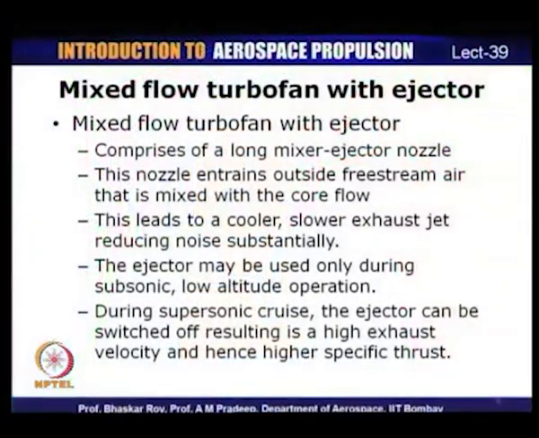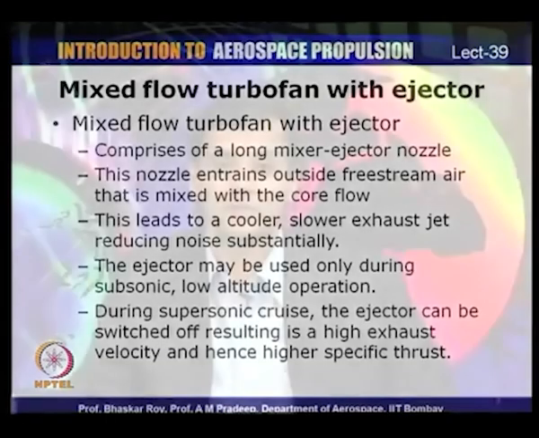So, the second concept that is being looked upon is what is known as a mixed flow turbofan with ejector, and it basically comprises of a long mixer ejector nozzle, and basically this nozzle would entrain outside free stream air, and it is mixed with the core flow, leading to basically a cooler and slower exhaust jet, which reduces noise substantially and also the specific thrust. And so, obviously, it means that this ejector is required only during subsonic or low altitude operation. When the aircraft is operating in a supersonic cruise, the ejector can actually be switched off, resulting in a high jet exhaust velocity and therefore, higher specific thrust.